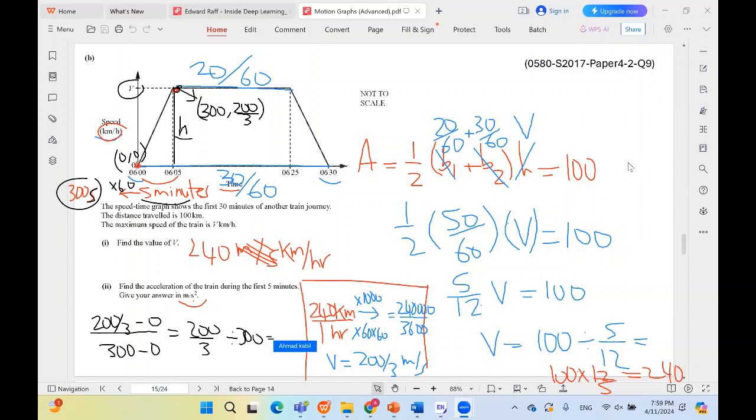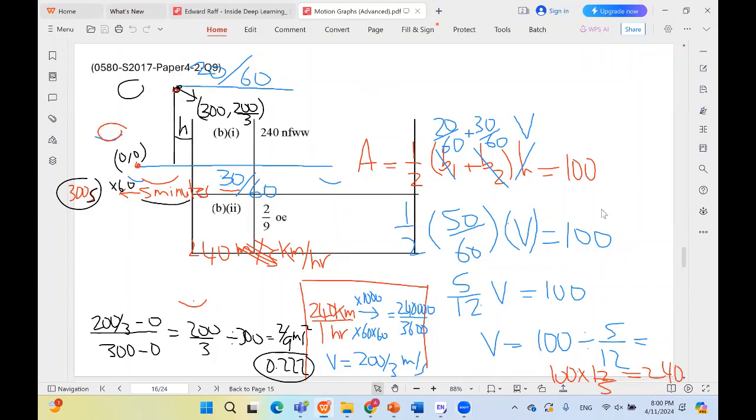You can use your calculator to figure this out. You get 2/9 meters per second squared. As a decimal, it's basically 0.222 meters per second squared. So 240 is correct, and 2/9 is correct as well.